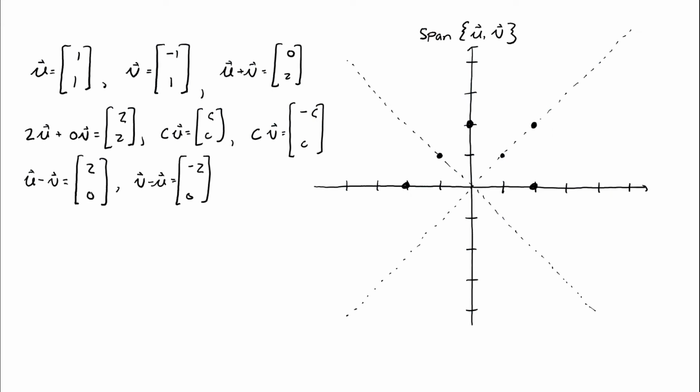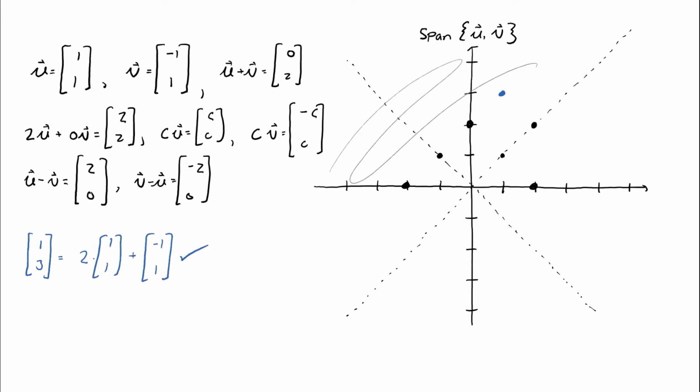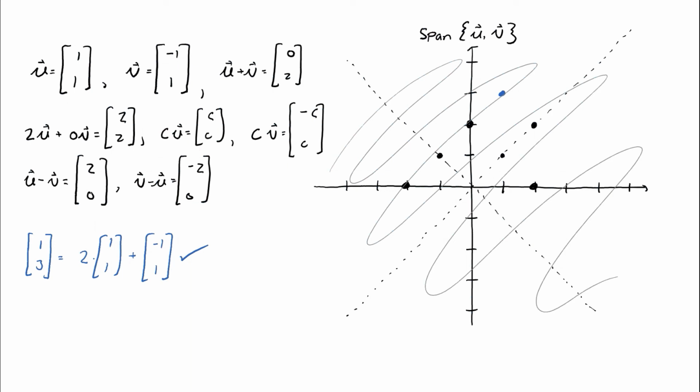Let's pick a point completely at random, say 1, 3. Is this vector in the span? Yes, it is. 1, 3 is equal to 2u plus v. In fact, any point we pick will be in the span. Try a few points for yourself, you'll see. Therefore, the span of u and v is equal to R2. Is it a coincidence that it took two two-dimensional vectors to span a space that was two-dimensional?